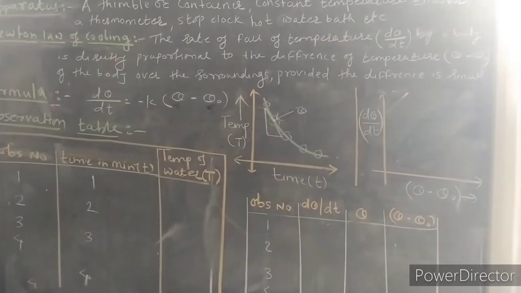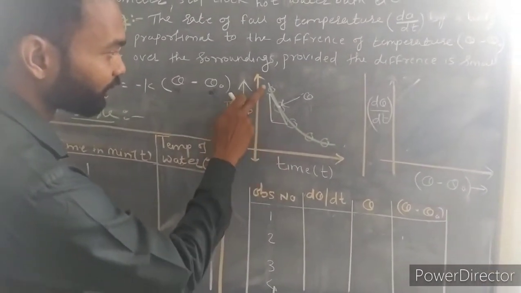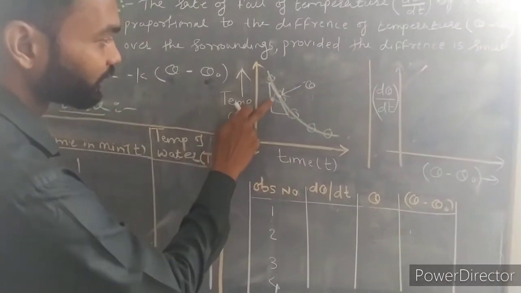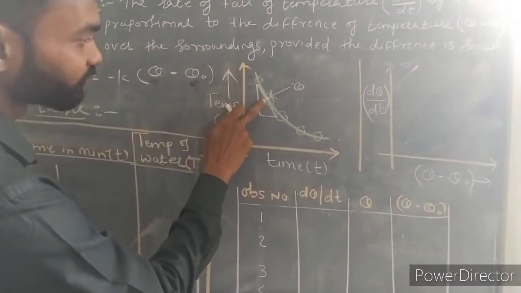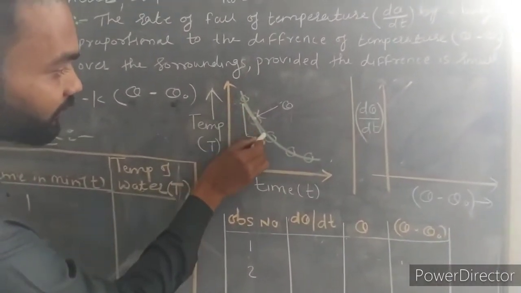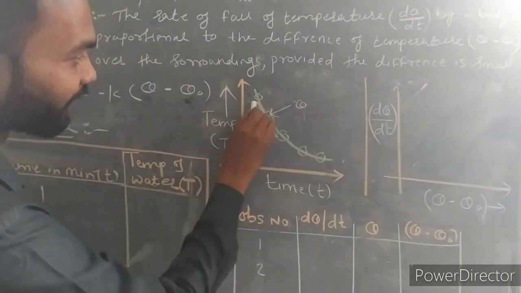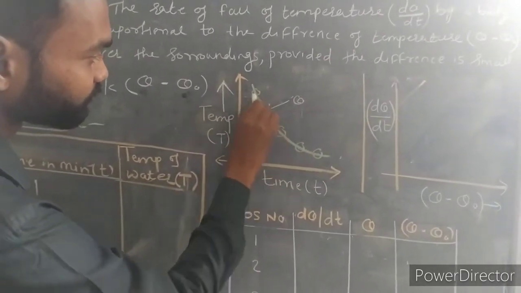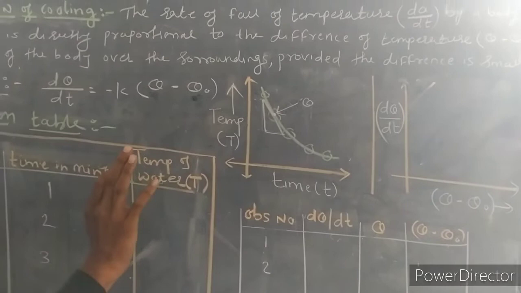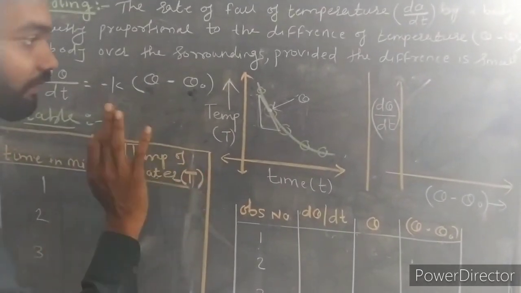Now next, what we have to do? We need to choose one point on this curve. Suppose this is the point. I select this point. Draw a tangent from this point like this, and try to find the slope. How we are going to find the slope, I will discuss later in brief.